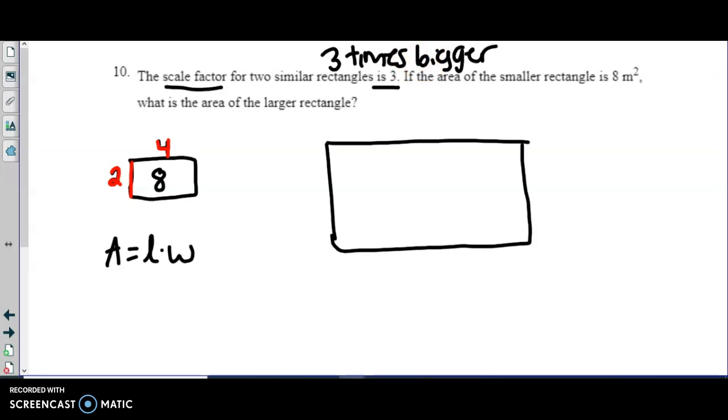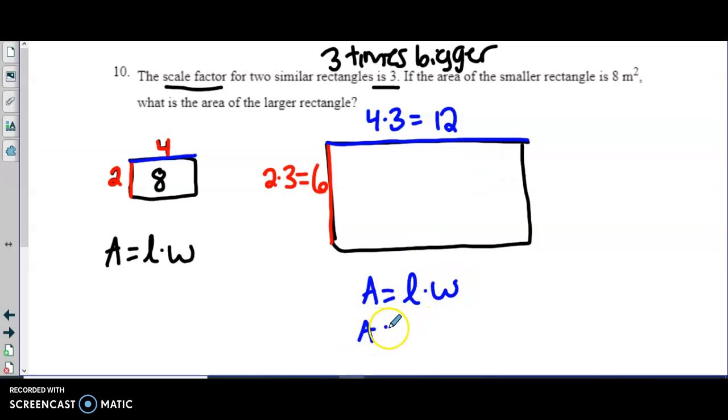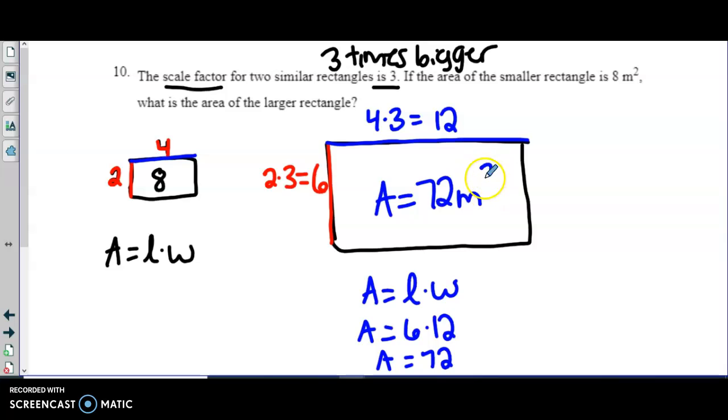Now for my bigger rectangle, we know that the scale factor is 3. So if I take this side that's 2 and I multiply it by 3 to make it 3 times bigger, that tells me this length is 6. And then I'm going to do the same thing for this one. If my small figure was 4, and I make it 3 times bigger, the new length is going to be 12. And then if I want to find the area, which is length times width, I could do 6 times 12, which is 72. So the area of the bigger one would be 72 units squared.